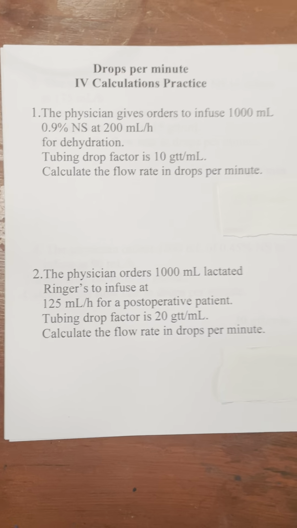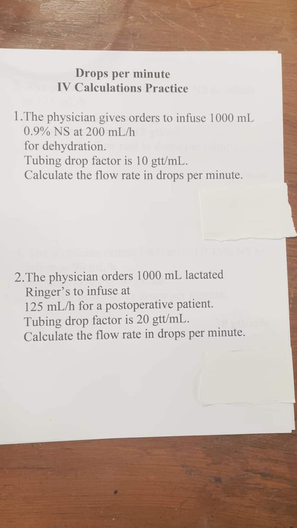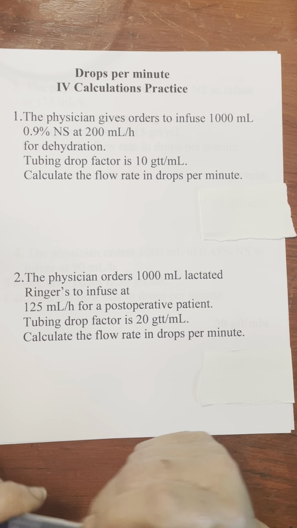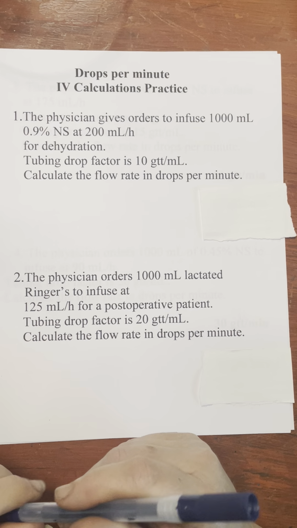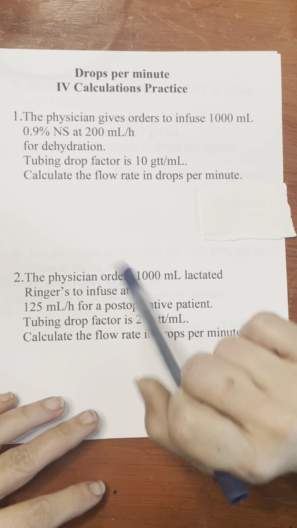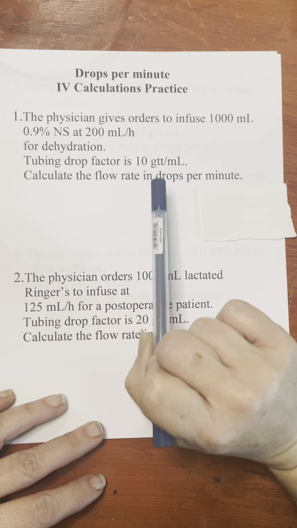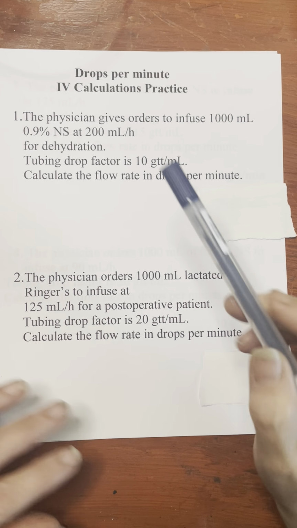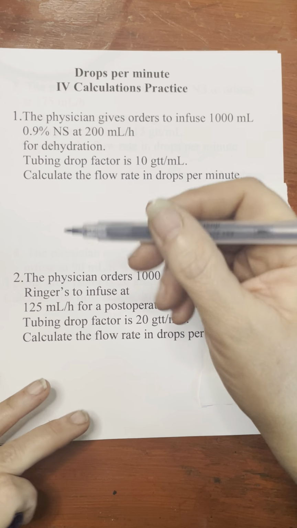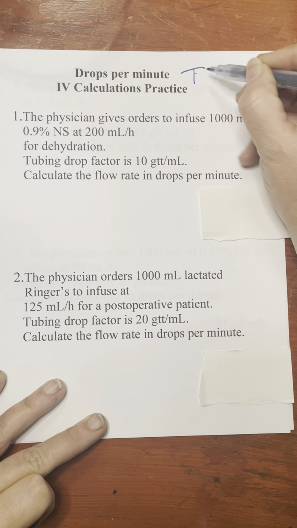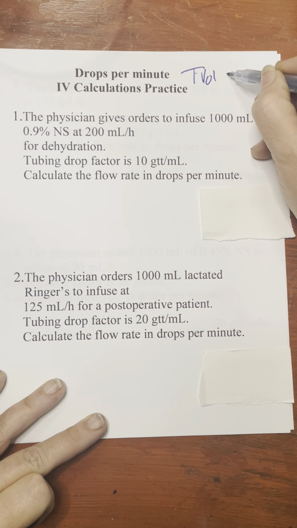All right, I hope you can see. Here we go. So the physician orders, he gives orders to infuse 1,000 milliliters of normal saline at 200 milliliters an hour for dehydration. The tubing drop factor is 10 drops per minute. Calculate the flow rate in drops per minute. So just to remind you, the drops per minute is total volume times the drop factor divided by your time in minutes.